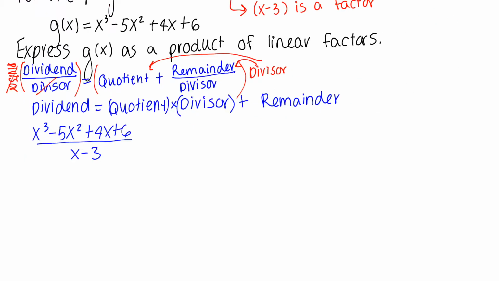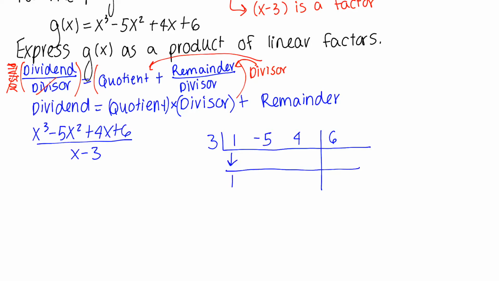Sorry, just skipped slides there. So we do the opposite of what we see here. If it's a minus 3, then it's a positive 3 on the outside for synthetic, because I'm going to use synthetic. We have all powers of x accounted for. So we have 1, negative 5, 4, and 6.